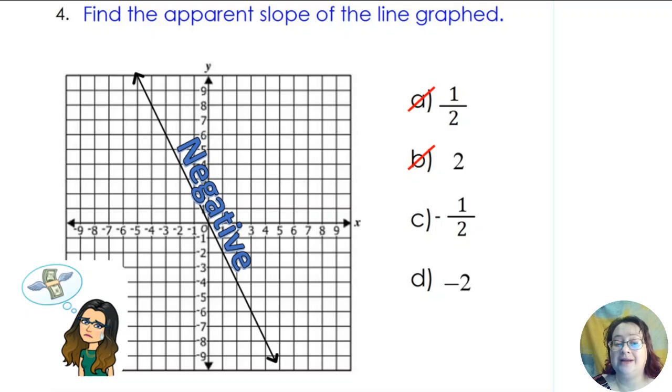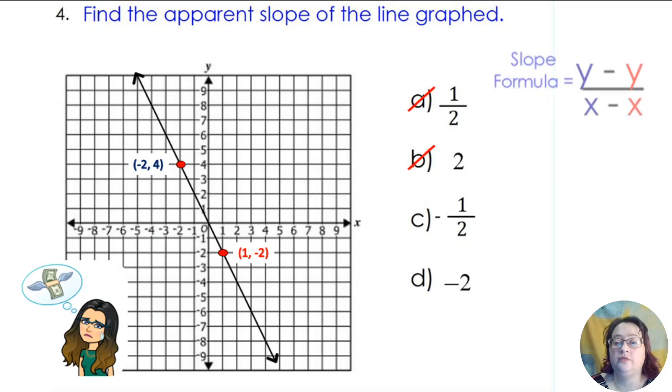Then I'm going to go back to the line, and I'm going to try to find 2 perfect points. A perfect point is where it goes right through the corner of one of those boxes. So I have one right there at -2, 4. I have another one at 1, -2. There's several more. It doesn't matter which 2 I pick as long as they are perfect points. So 1, -2 is the other one I picked.